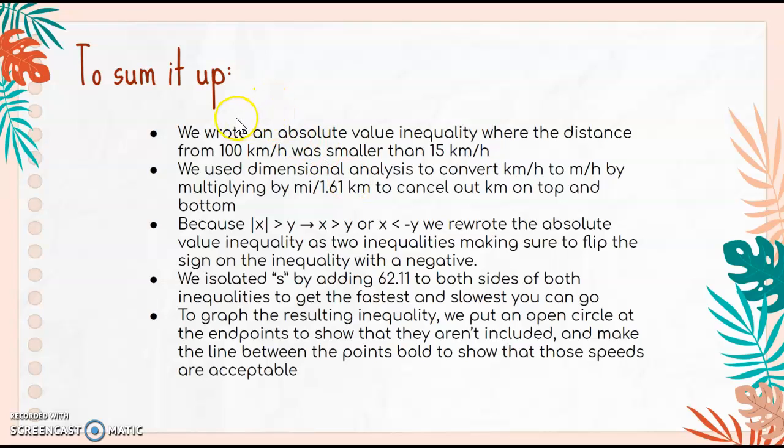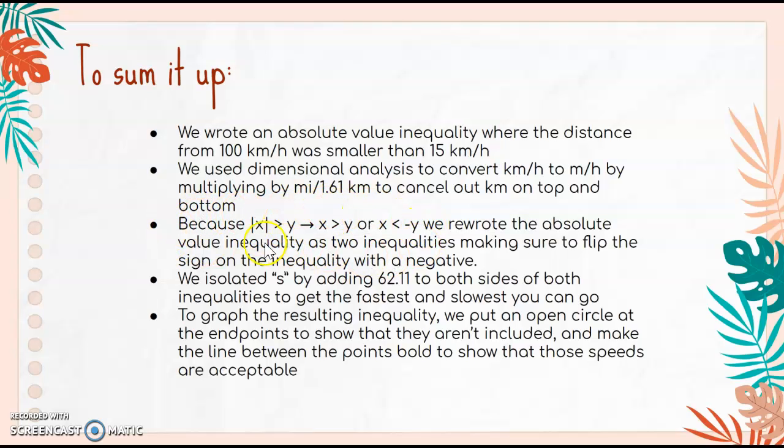To sum it up, we wrote an absolute value inequality where the distance from 100 kilometers per hour was smaller than 15 kilometers per hour. We used dimensional analysis to convert kilometers per hour to miles per hour by multiplying by miles per 1.61 kilometers to cancel out kilometers on top and bottom.